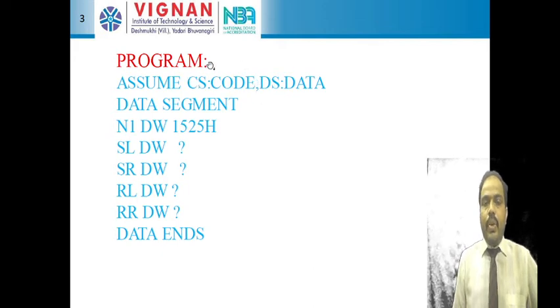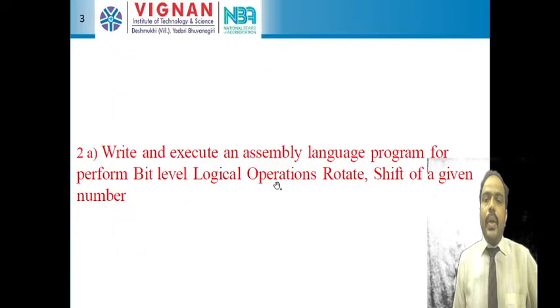In this program we are using two segments, that is the data segment and the code segment. The data segment address is stored in the DS register, and the code segment starting address is stored in CS. So first we will see the data segment initialization. This is the data segment, here is the start of the data segment, and here the data ends. So here we have to perform rotate and shift operations.